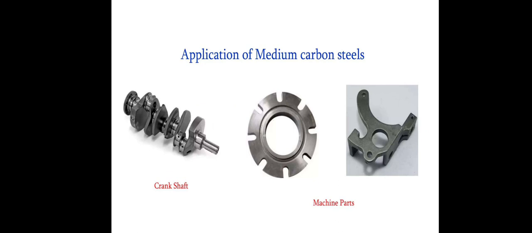Plain medium carbon steels have low hardenability. Plain medium carbon steels have high strength and hardness properties. Because of this, we use medium carbon steels for crankshafts and other machine parts.